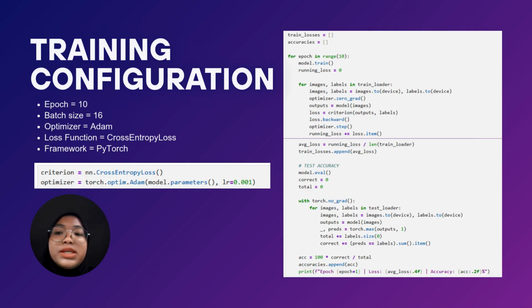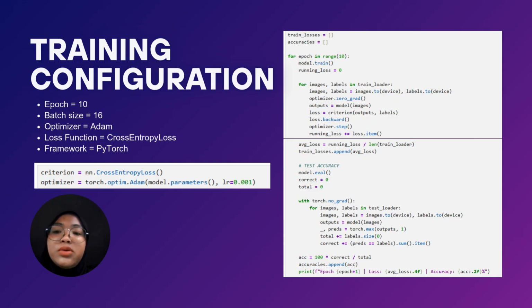This means the model processed 16 images at a time before updating its weights, which helps balance between training speed and memory efficiency. For optimization, the Adam optimizer was selected because it is efficient and adapts the learning rate automatically during training. This helps the model converge faster and more effectively compared to basic gradient descent methods.